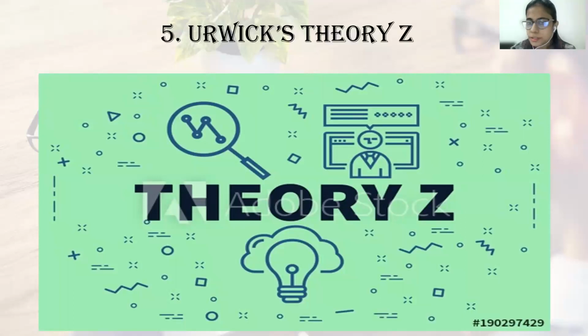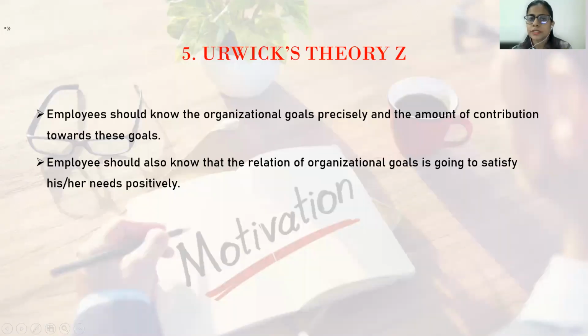Until and unless people know what goals are to be achieved and how they are contributing in achieving the goals of the organization, they cannot make the organization move towards success. So if you talk about Arvix Theory Z of motivation, it says employees should know the organizational goal precisely and the amount of contribution towards these goals.